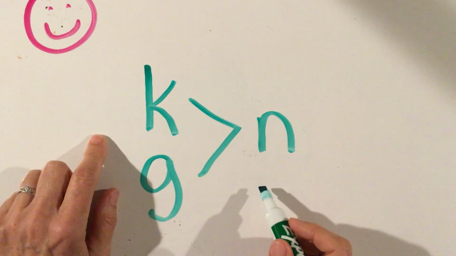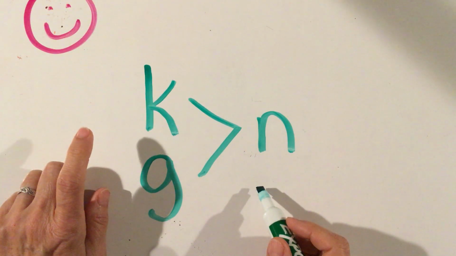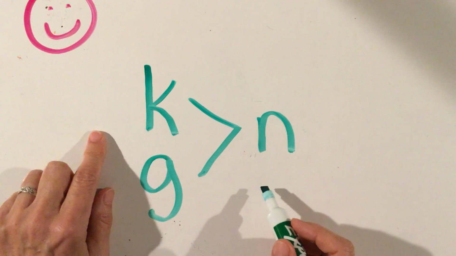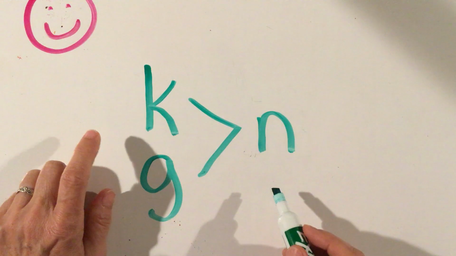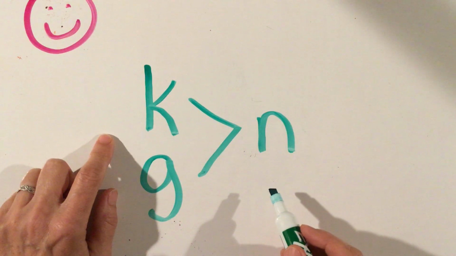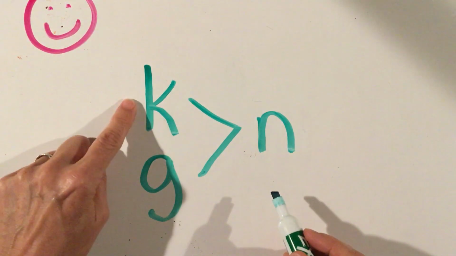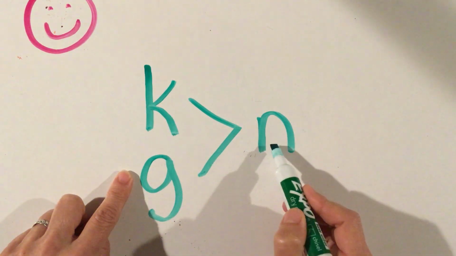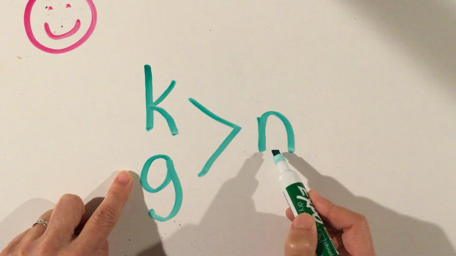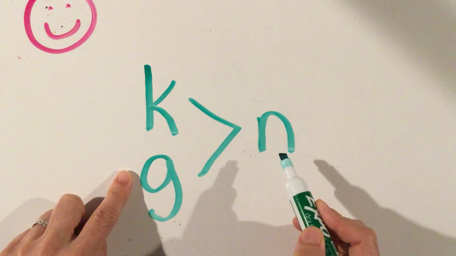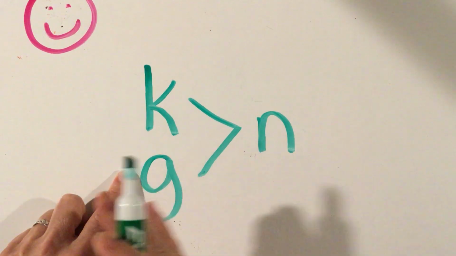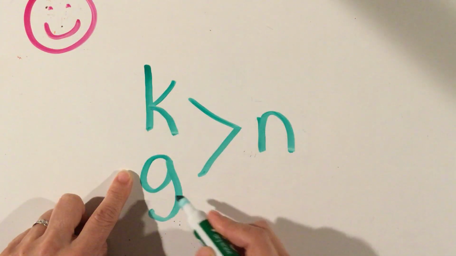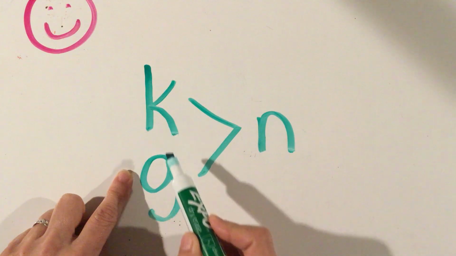Yesterday, in our last lesson, we talked about C and G, and when they were followed by I, E, or Y, they got quiet and did a soft sound. Well, today we're going to talk about K and G, because when those two letters are followed by an N, they don't say anything. They get completely silent. And so we're going to practice some of our syllables with K and G.